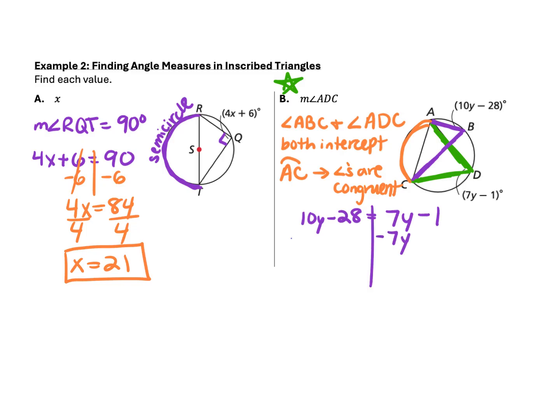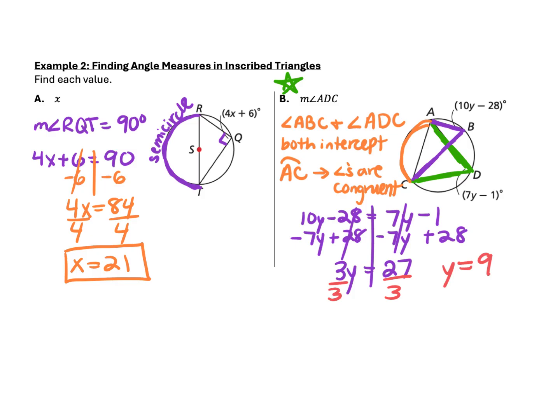I'm going to subtract 7y on each side. And I'm also going to add 28 to each side. We'll do kind of two steps in one here. 10y minus 7y is 3y. That cancels. And negative 1 plus 28 is 27. Well, a quick divide by 3 gives us our y value of 9.